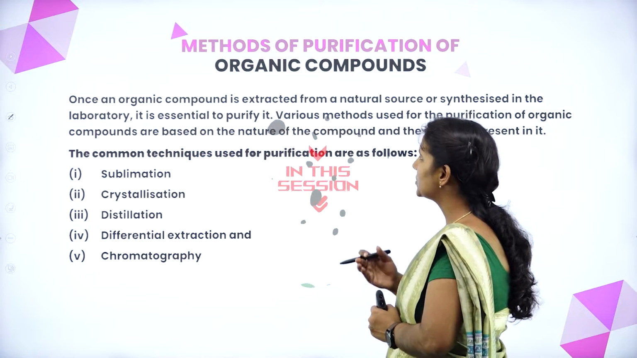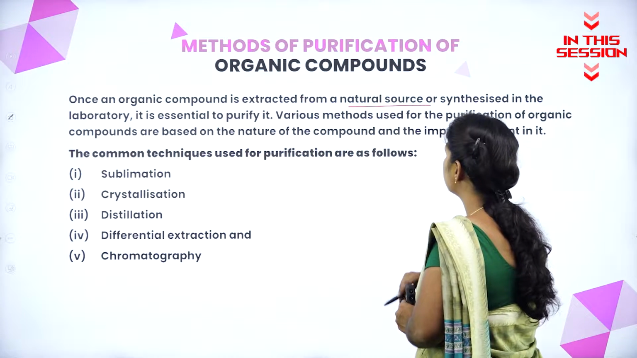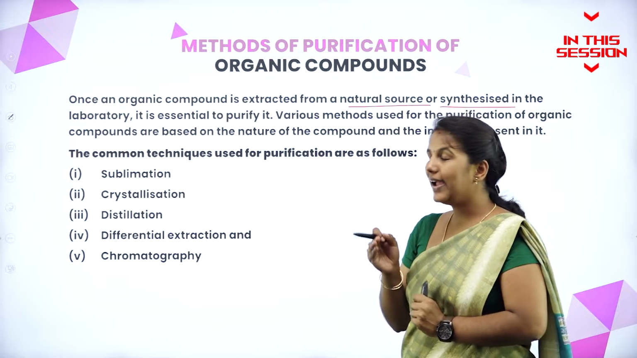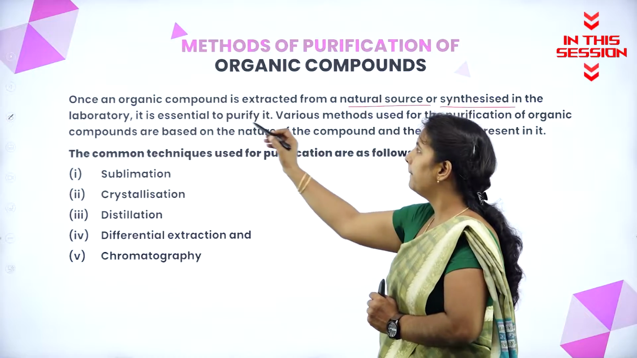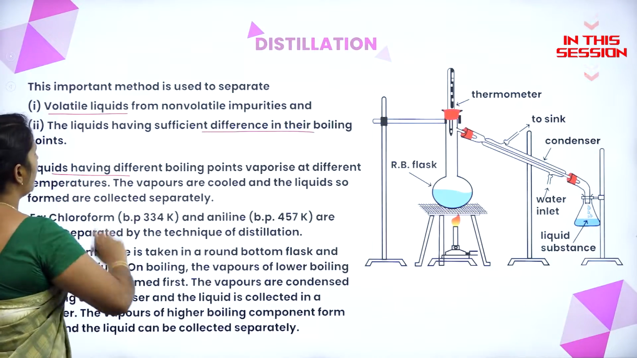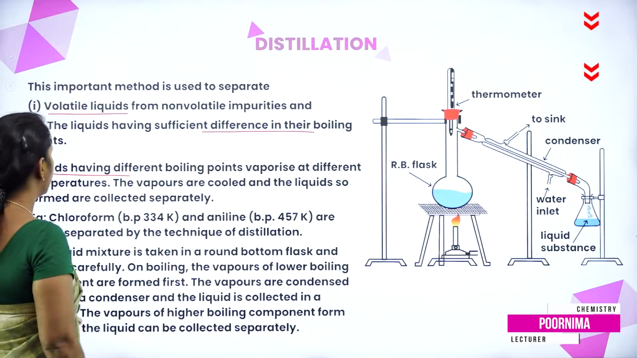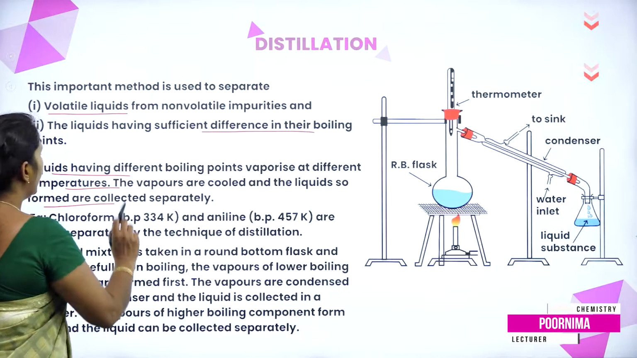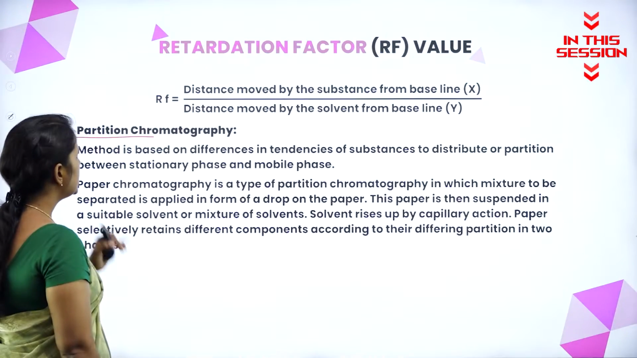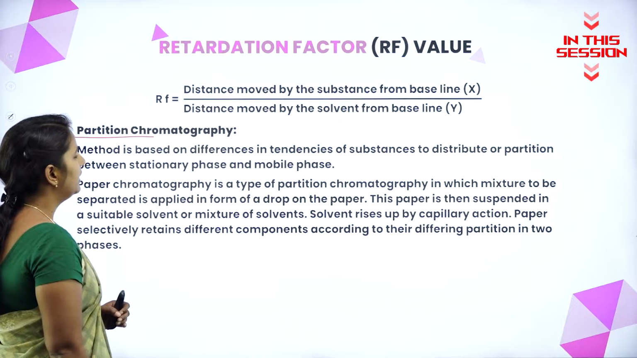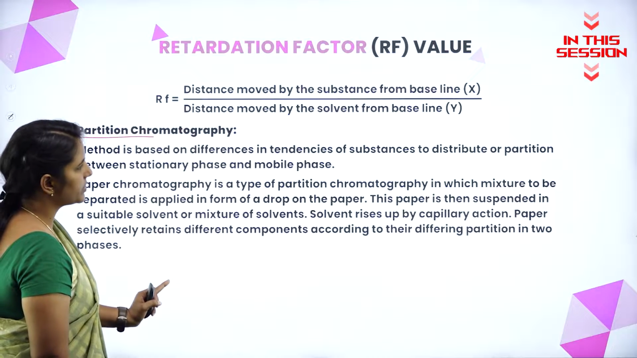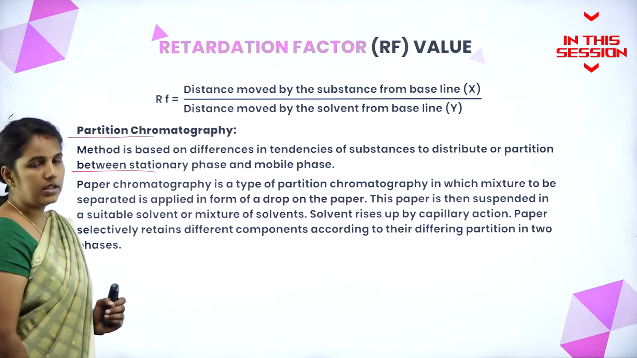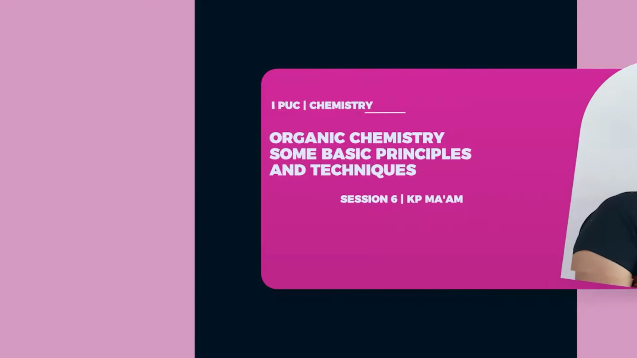Once an organic compound is extracted from its natural sources or from the synthesized form in the laboratory, it is essential to be purified. The liquids having different boiling points will be vaporized at different temperatures. The vapors are cooled and the liquids are formed or collected separately. This method is based on the difference in the tendency of a substance to distribute or partition between the stationary and the mobile phase.